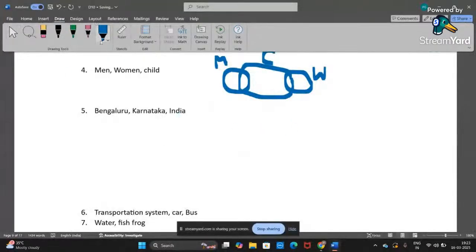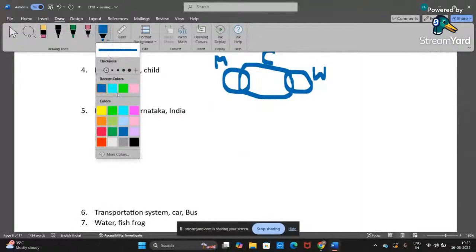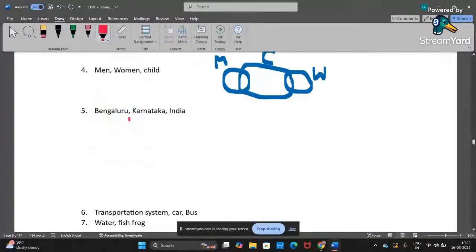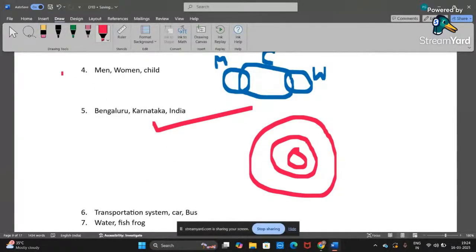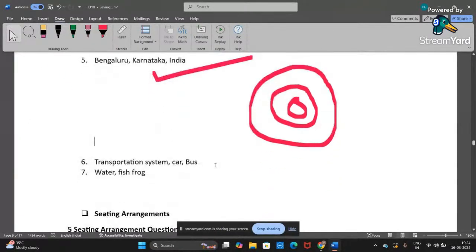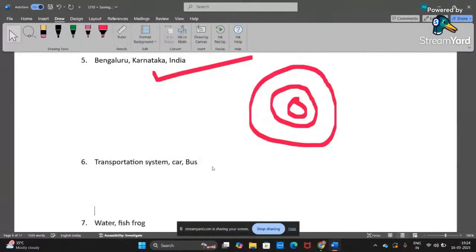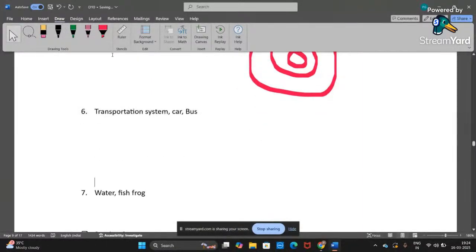Bengaluru, Karnataka, India. How do you draw the Venn diagram for this? This is one of the easiest ones. Where do I have Bengaluru? It is inside Karnataka and Karnataka is inside India. So first let us write Bengaluru. It is inside Karnataka and Karnataka is inside India. This is the Venn diagram for this, right? Next one.